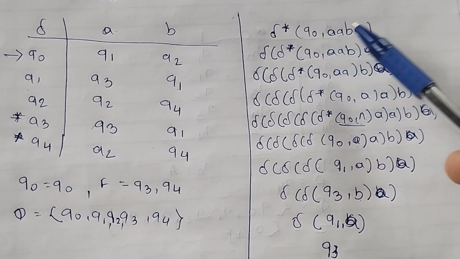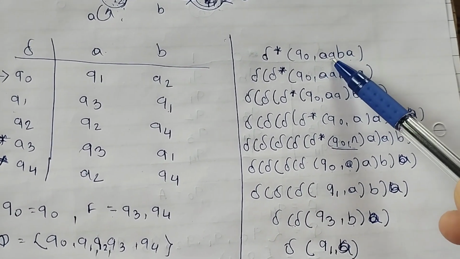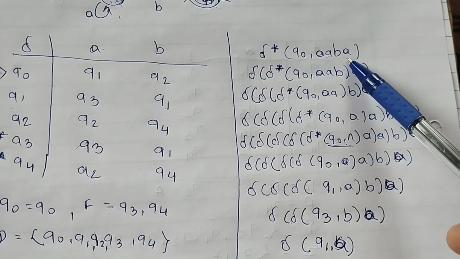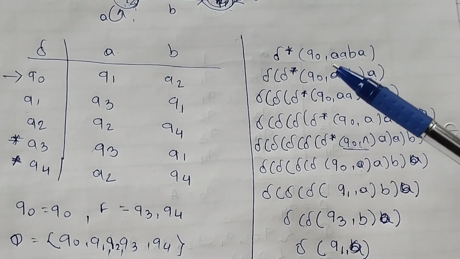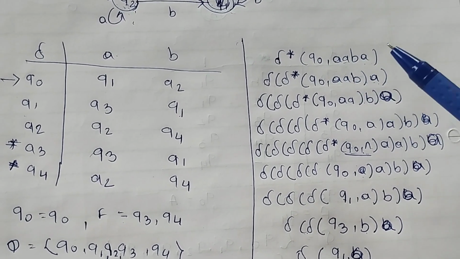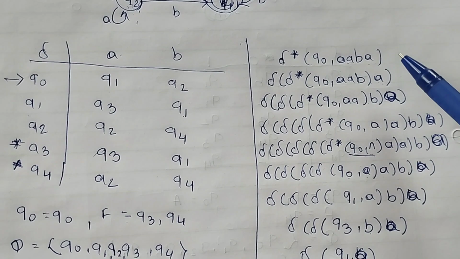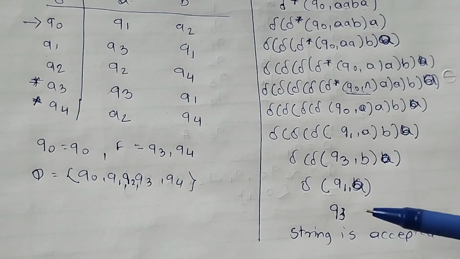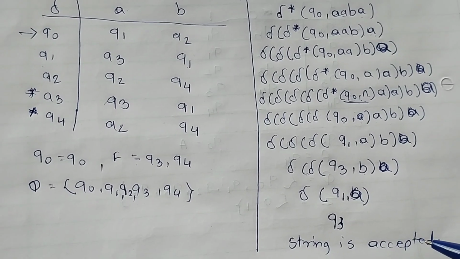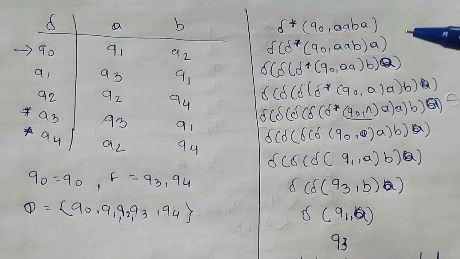A also. Because the string starts with A and ends with A. And our statement says the string contains the variable which starts with the same variable and ends with the same variable. And yes, here it also starts with A and ends with A. So this is the accepted state, and we prove here also the string is accepted. So I hope you get the idea about it.